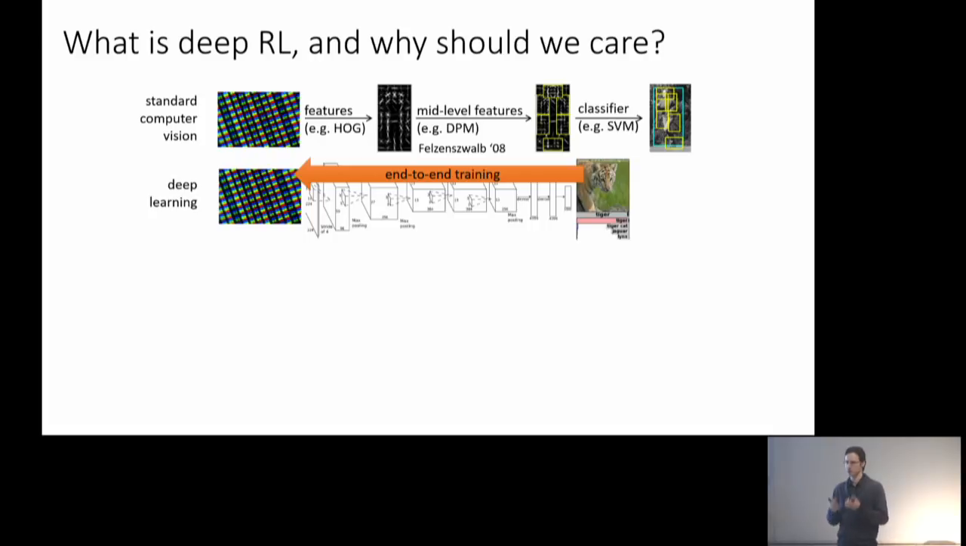And this end-to-end training is a really big part of the power of deep learning methods. Okay, so that's computer vision. Now, what about reinforcement learning?